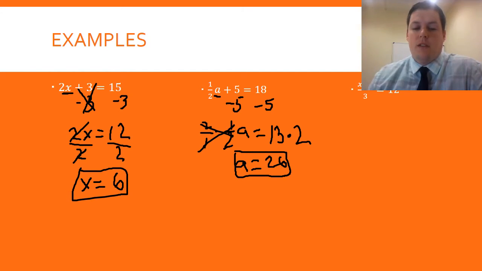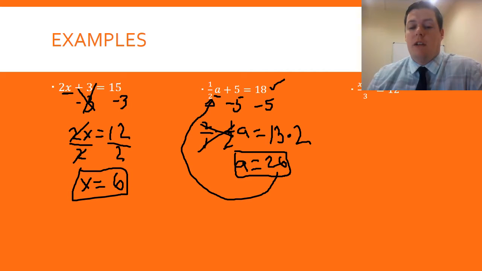And we haven't really done this yet, but it's always good practice to plug this answer back into our variable. So we have 1/2 of 26, which is 13, plus 5, 18, check. That's also a great strategy when you're given multiple choice answers. You can just plug your multiple choice answers into the question and see which works.